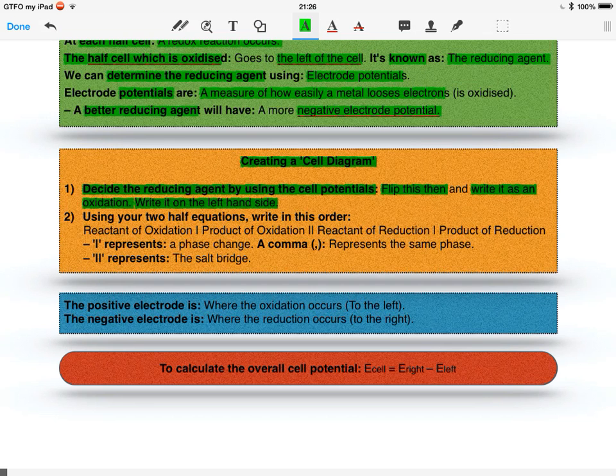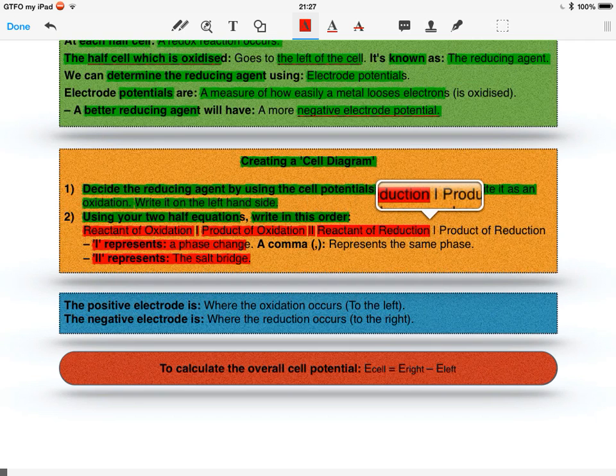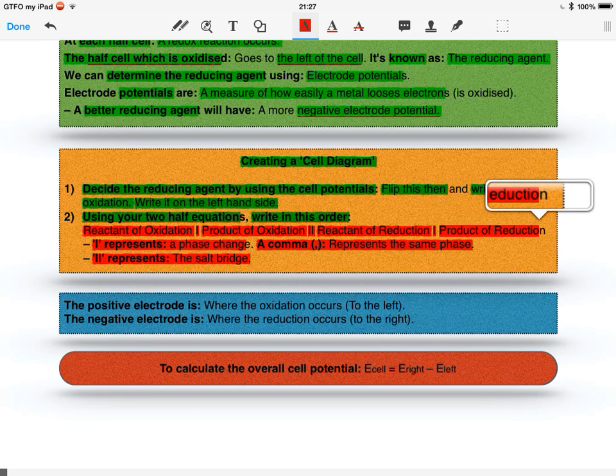So, once we've done this and we've got our two half equations, we basically have to write it in this order for the cell diagram. We write it as a reactant of the oxidation, and then we use this little sign here which represents a phase change. Then we do the product of the oxidation. Now we use this symbol which represents the salt bridge. Then we do the reactant of the reduction, and we could here have used a comma which would have represented the same phase, if of course it was the same phase, and then finally the product of the reduction.